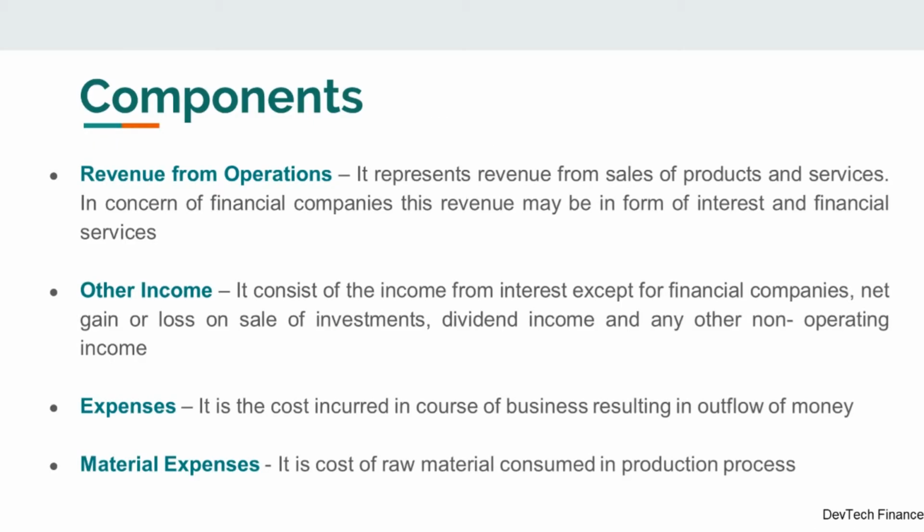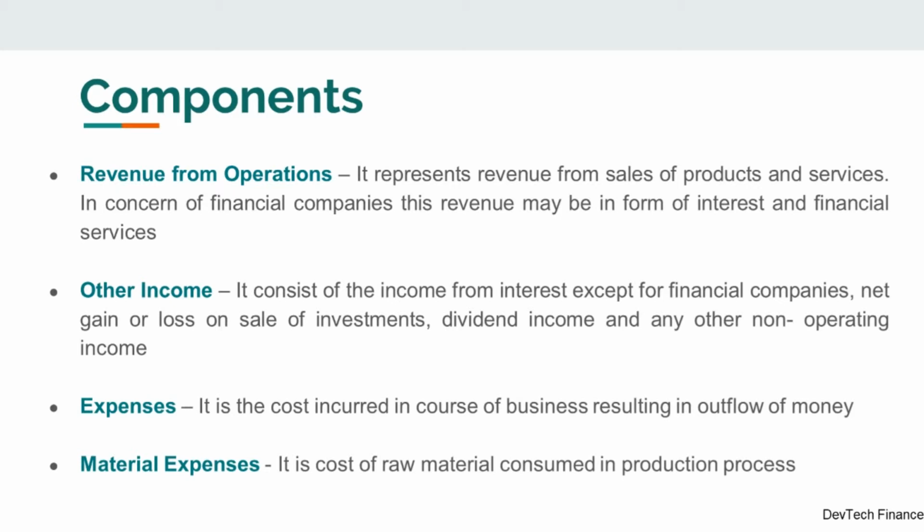Let's have a look at the components which we have seen in the format for the P&L statement. First was revenue from operations, which represents the revenue from sale of products and services. This revenue is the main core activity. If you have a retail business and you are selling clothes, whatever revenue you earn by selling those clothes, that would be considered the main source of your revenue from operations.